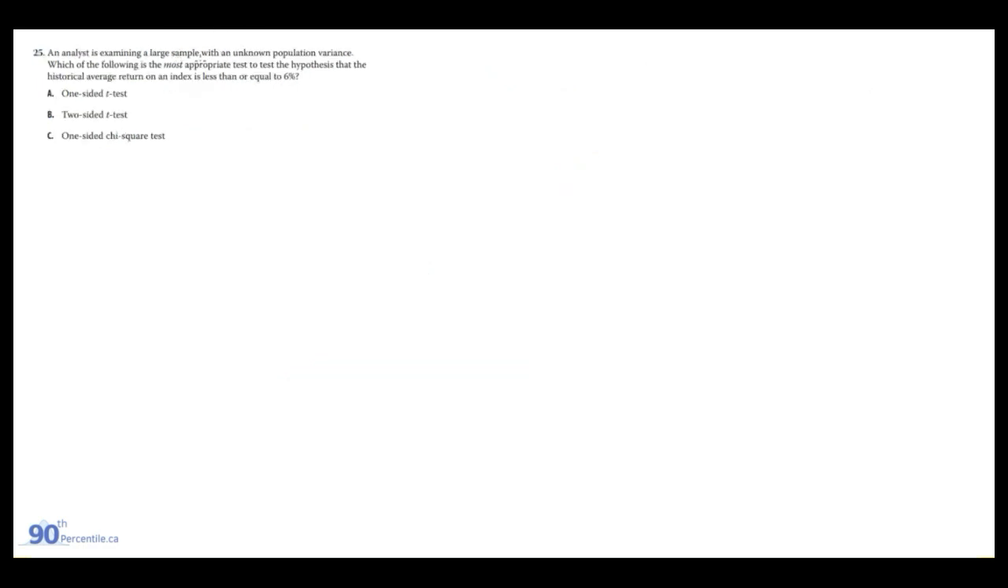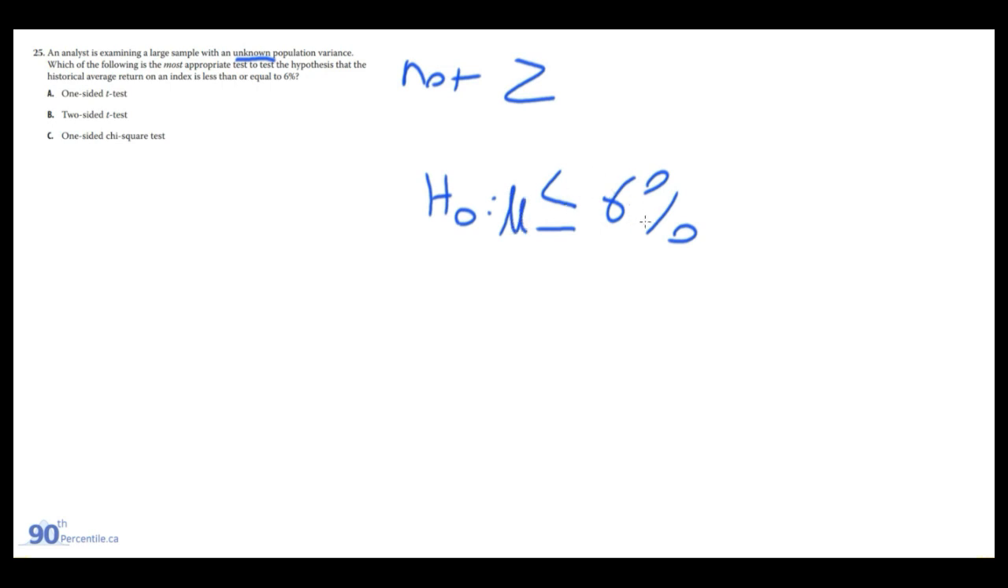An analyst is examining a large sample with an unknown population variance, so automatically not a z-test. Which of the following is the most appropriate to test the hypothesis that the historical average return on an index is less than or equal to 6%? So the null is that the mean is less than or equal to 6%. So this is not a two-sided test. This is a one-sided test because we're only worried about one side. So you can automatically scratch out this answer, which is a two-sided t-test.